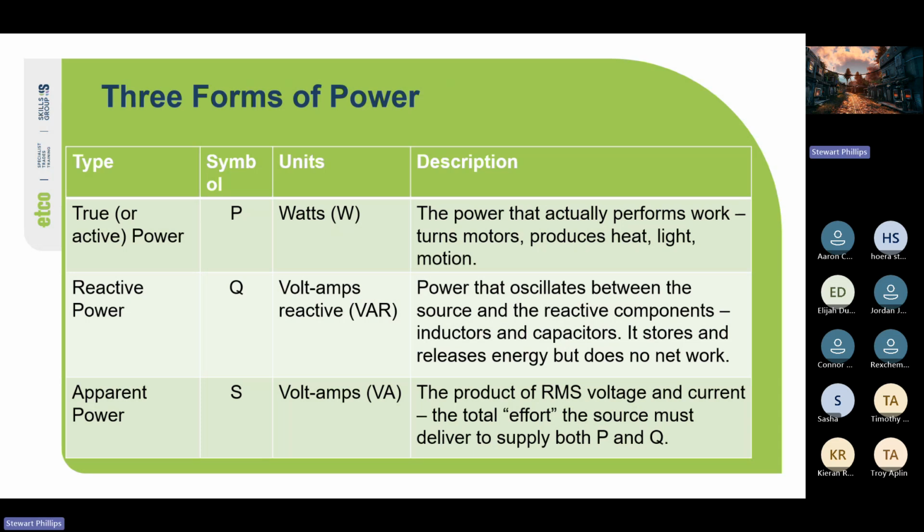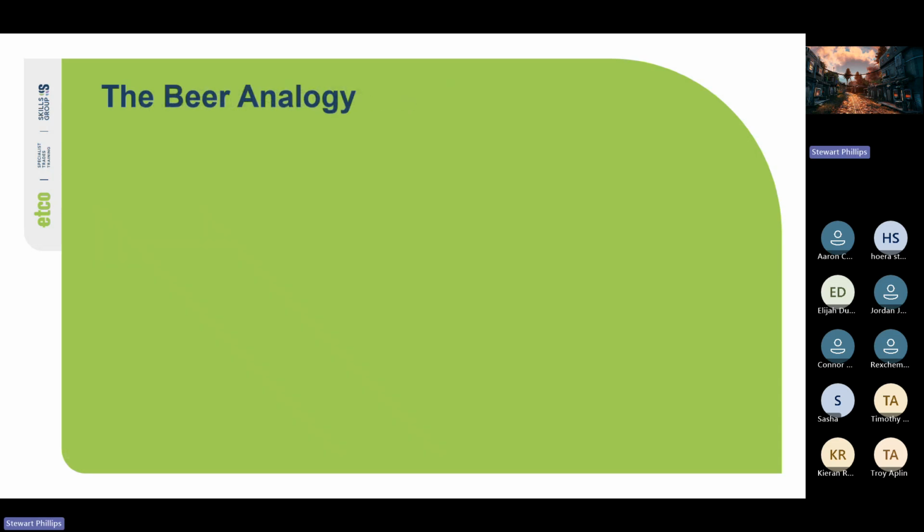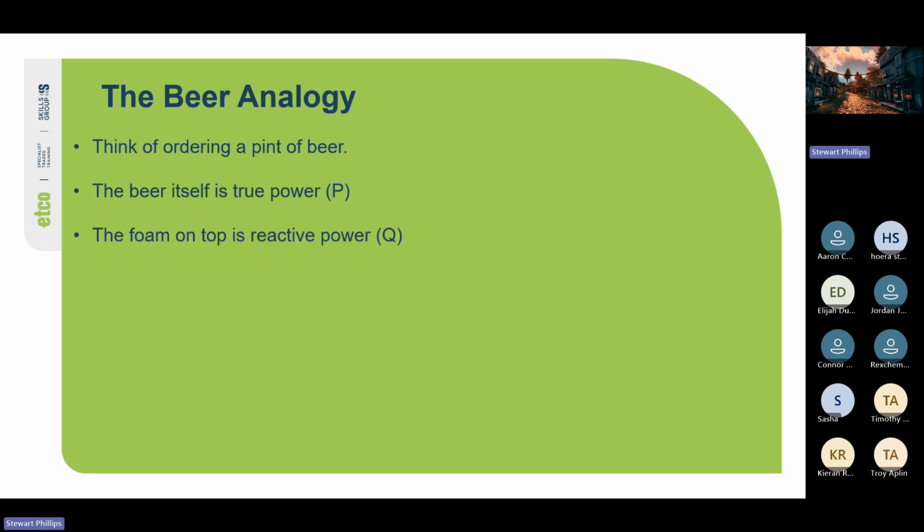Sweet. So, like we've talked about previously, the beer analogy. So think of ordering a pint of beer. The beer itself is the true power, the useful stuff you actually drink. The foam on top is our reactive power. It takes up space, but it does not quench our thirst. The entire glass, beer plus foam, is the apparent power. It's what the bartender has to pour.